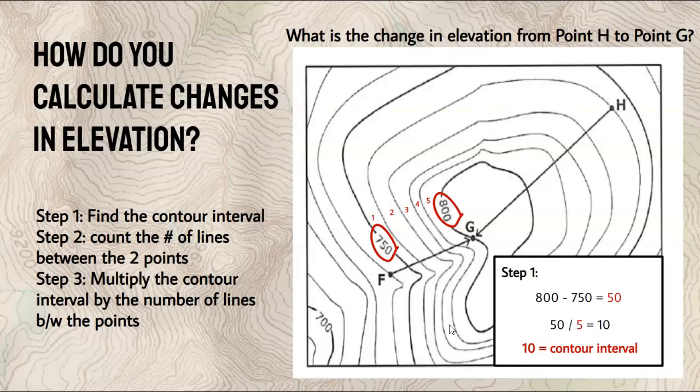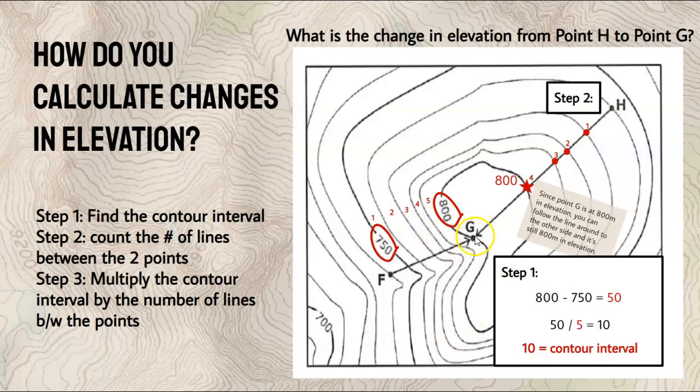Okay, step number 2, we're going to count the number of lines between the 2 points. So if I'm starting at point H and going to point G, I'm going to see how many different lines I'm going to cross. So I have 1 line, 2 lines, 3 lines, and then by the time we get to this 4th line, I can stop because remember that since point G is at 800 meters in elevation over here, I can follow that line around to the other side and it's still 800 meters in elevation. So I've got 4 lines here.